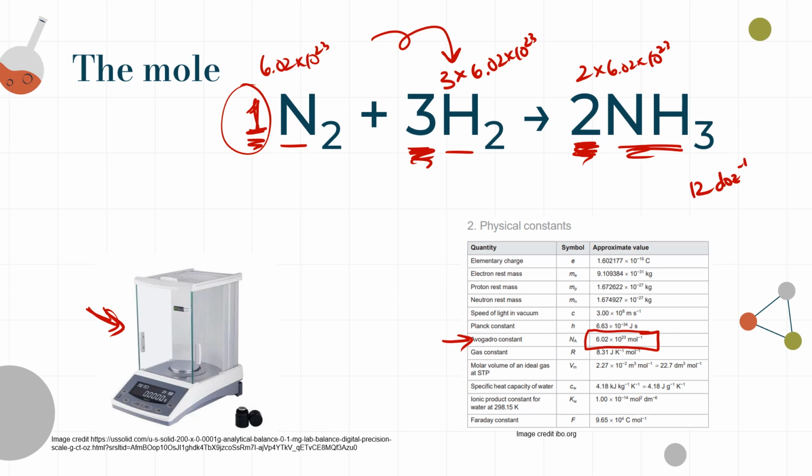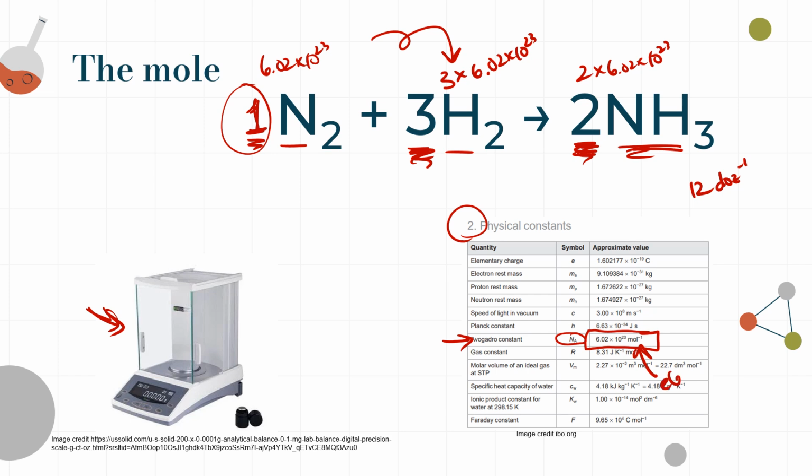Avogadro's constant, also known as the mole number, we represent it with capital N, lowercase a. It's given to us in section 2 of the data booklets, but you are going to use this number so frequently, my friends, you're going to have it memorized whether you want to or not. And again, our unit label is per mole. What per mole? Just about anything that we want to count.